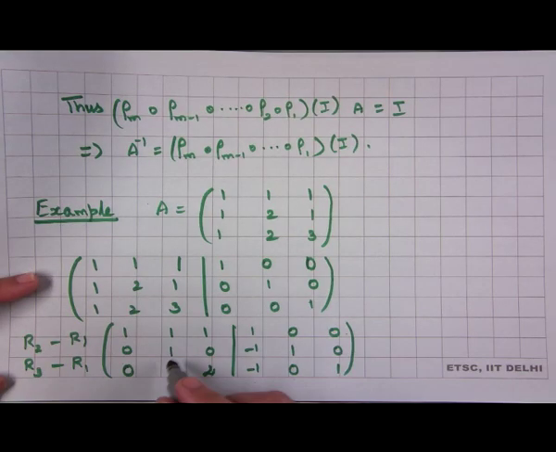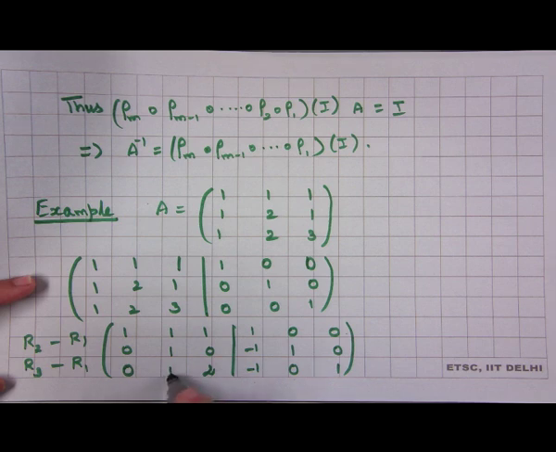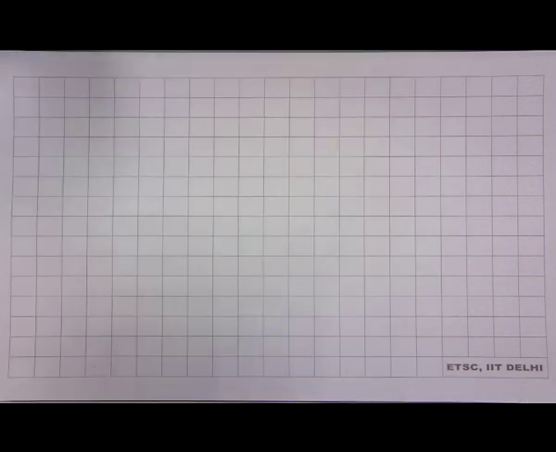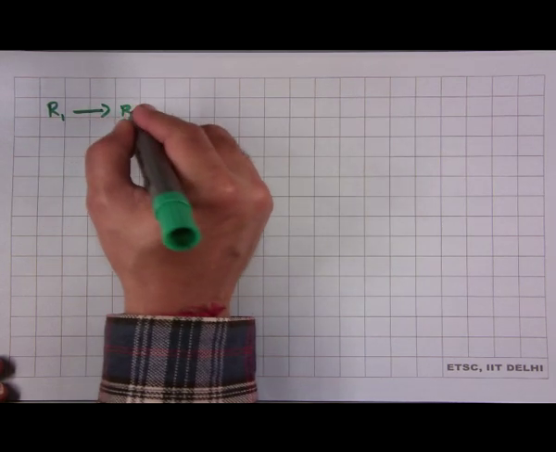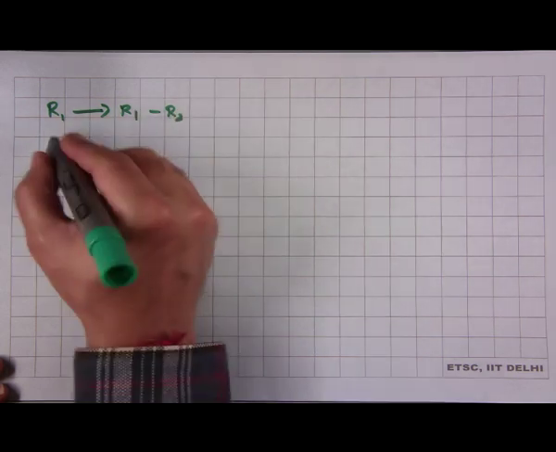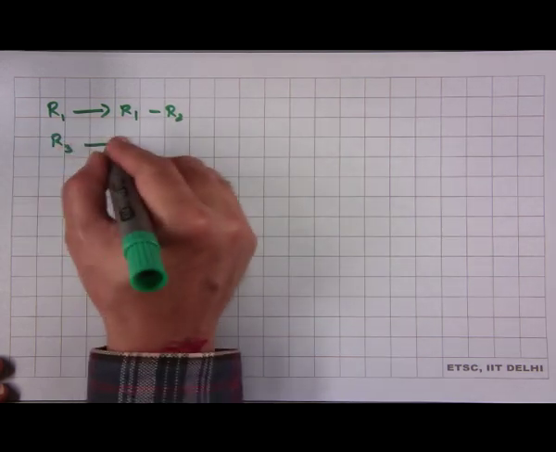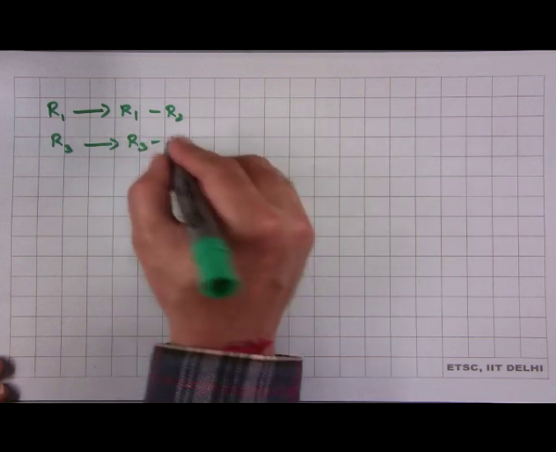Now, let us look at the next non-zero row, which is the second one. You have 0 1 0. We will have to convert this into 1, which is already 1. So, let us not bother, let us try to convert this 1 and 1 into zeros. R1 is replaced by R1 minus R2, R3 is replaced by R3 minus R2.